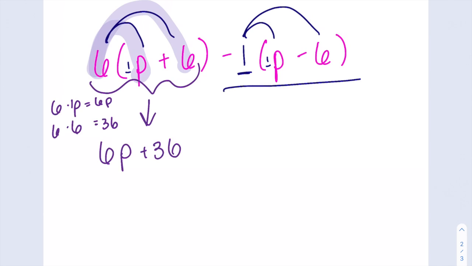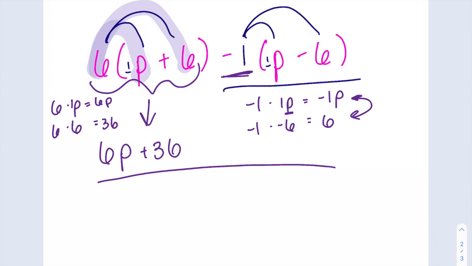Next, I have negative 1 right here. I'm doing negative 1 times 1p. I'm also going to be doing negative 1 times negative 6. Negative 1 times 1 is a negative 1, and there's going to be a p there because this p gets to come along. Negative 1 times negative 6 is plus 6. So I'm going to add these statements over to my little answer area over here. So I have 6p plus 36 minus 1p plus 6.